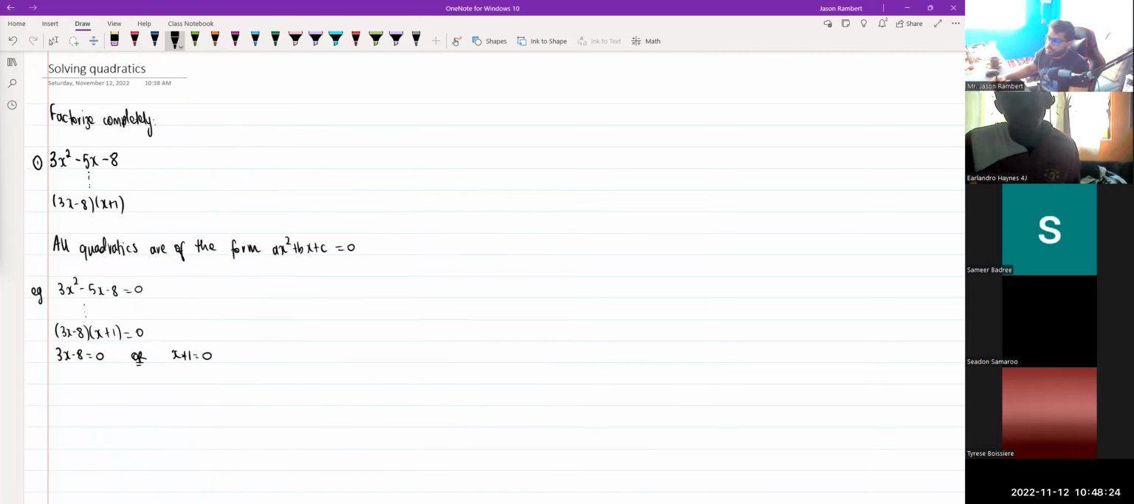I'll have to move the 8 across. 3x is equal to 8. And then I'll divide by 3 on both sides. And x will be equal to 8 divided by 3. For x plus 1 is equal to 0, I'll move the 1 to the other side and I'll get x is equal to minus 1. And that is it.